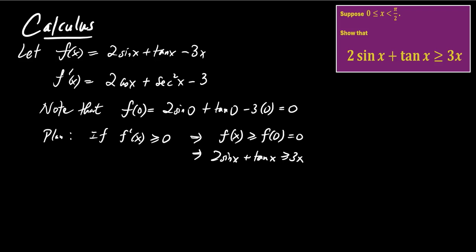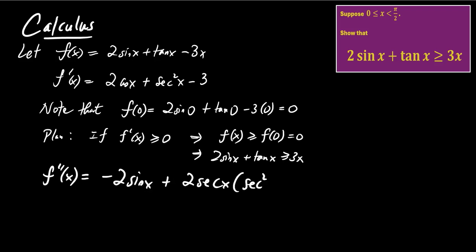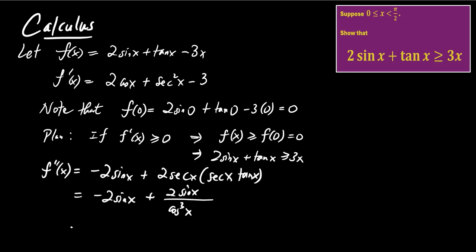First, we will continue to find f double prime x, and this is negative 2 sine x plus 2 secant x times secant x tangent x. Secant is 1 over cosine, so this is negative 2 sine x plus 2 sine x over cosine to the power 3. And this is 2 sine x over cosine to the power 3, times 1 minus cosine to the power 3.